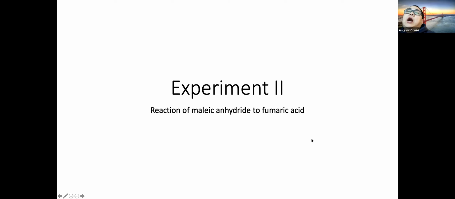In this part, we're going to be introducing two new concepts: filtration. I don't think we covered that before. We're going to use something called gravity filtration, and it's like this.